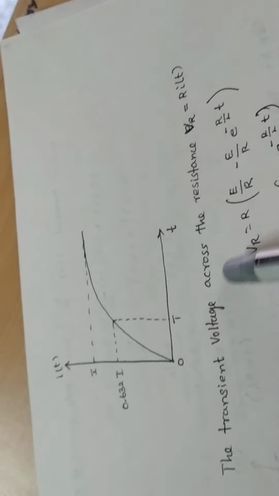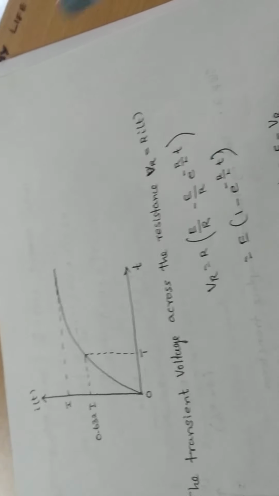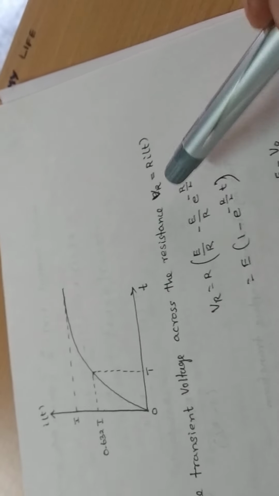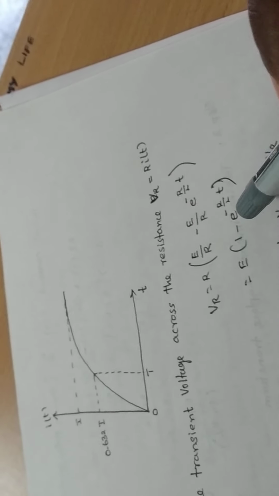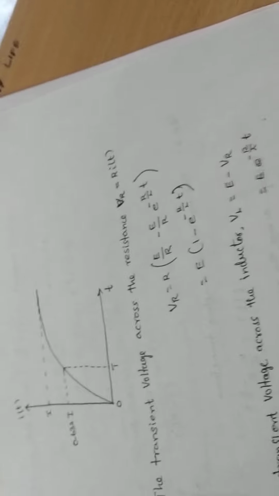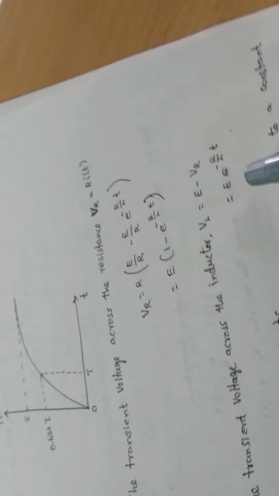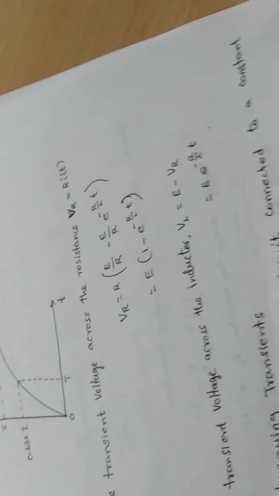The transient voltage across the resistance VR is equal to R into I of t. VR is equal to R into E by R, that is I, into 1 minus e to the power of minus R by L into t. The transient voltage across the inductor VL is equal to E minus VR, that is E into e to the power of minus R by L into t.